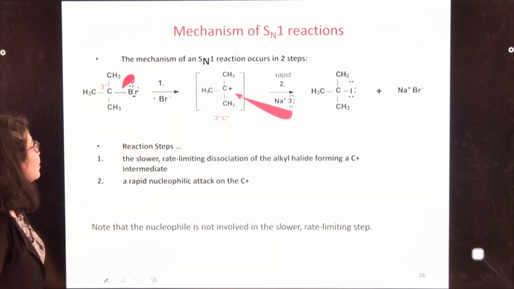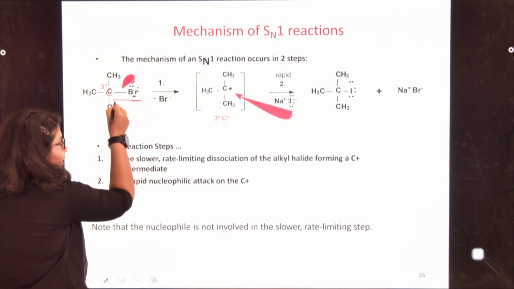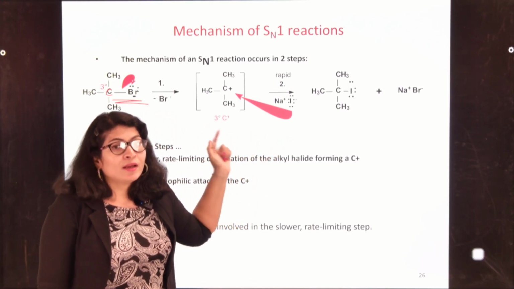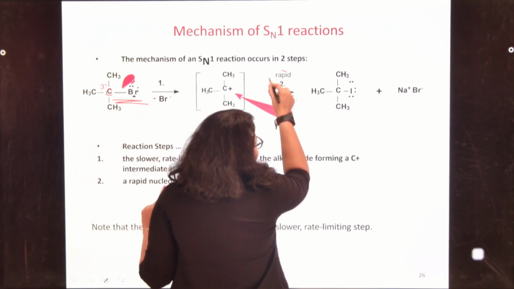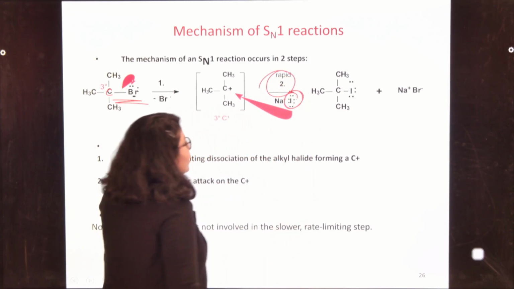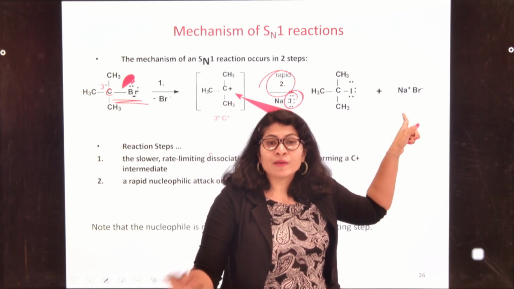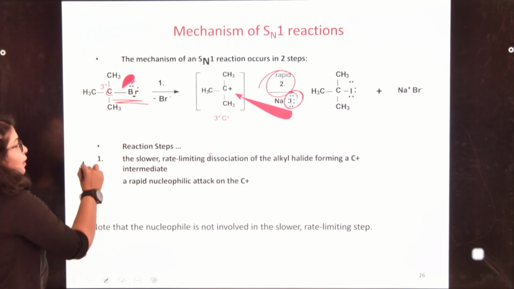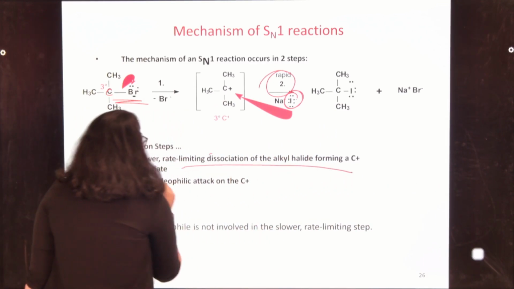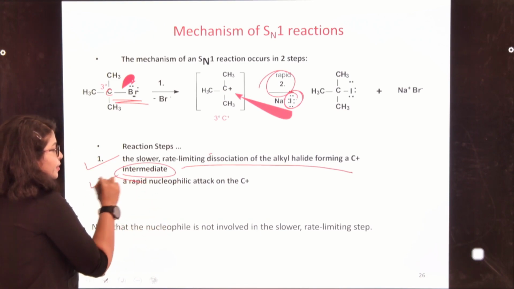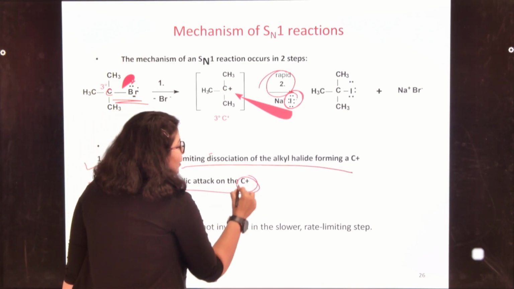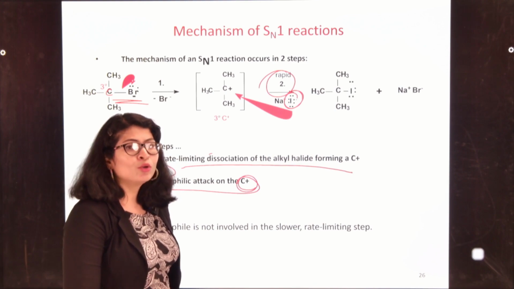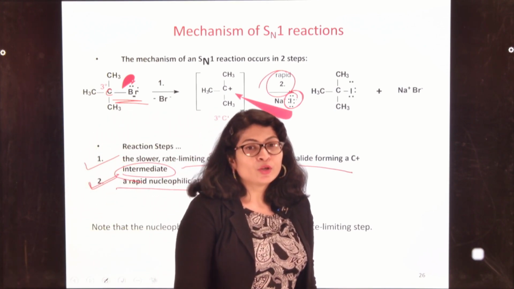If I see the mechanism, the C-Br bond breaks in the first step, generating a 3-degree carbocation. Once this carbocation site is readily available, the nucleophile, whichever it is, in this case I minus, comes and takes the place of the already departed leaving group. So basically, the first step is slow, rate limiting dissociation of the alkyl halide forming a carbocation intermediate. The second step is a rapid nucleophile attack at the carbocation. The nucleophile is not involved in the slow or rate determining step. Basically, the nucleophile is not involved in determining the rate of the reaction.